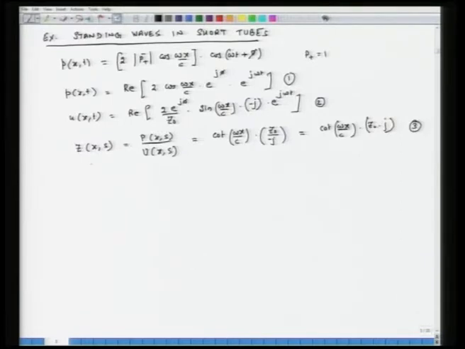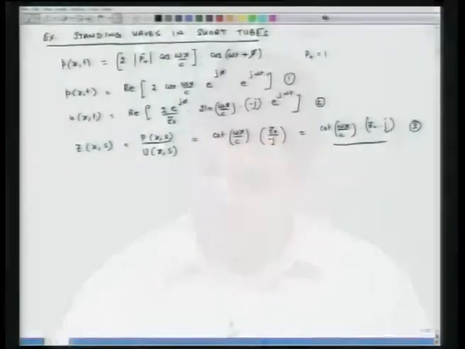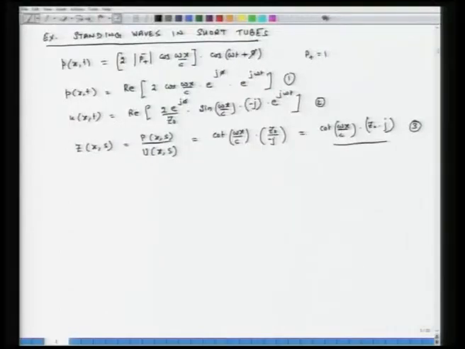Now, this expression for specific impedance for a tube is a very general expression, and it is valid for all tubes as long as they have uniform cross sections and as long as they are closed at one end.